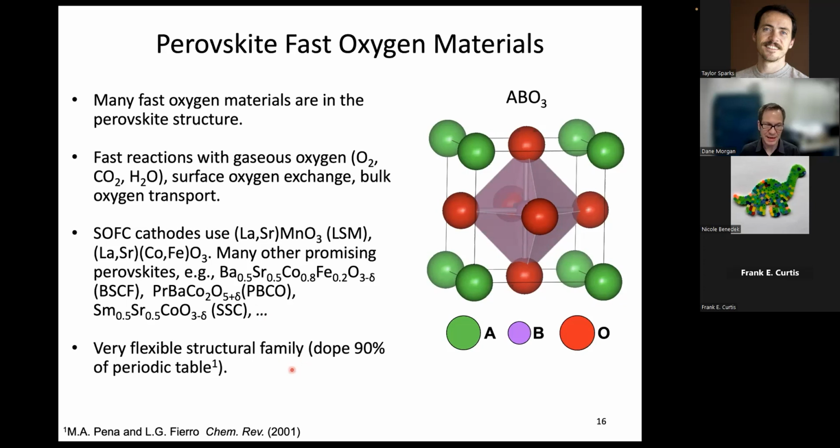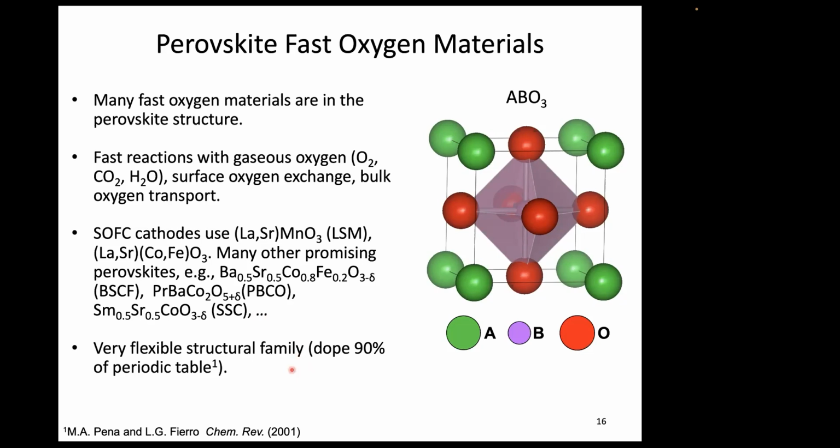It's actually been estimated that you can dope 90% of the periodic table into this perovskite structure. So there are hundreds of thousands of potential perovskites we might make, or millions. And the question is, which ones have the highest performance and are the best ones to spend time on for further experimental investigation? So we're going to first look at that with a computational screening technique that is based on molecular simulations, much more than data science.